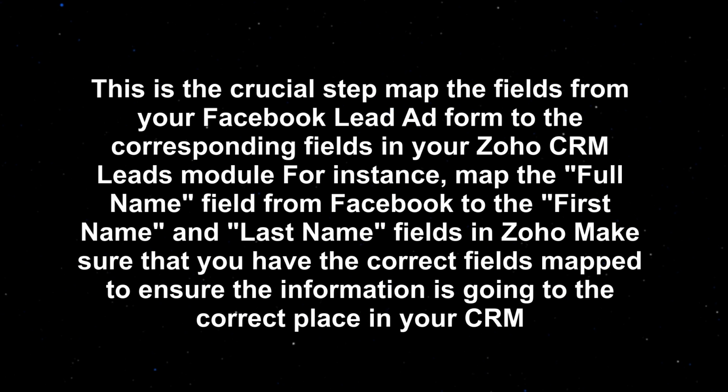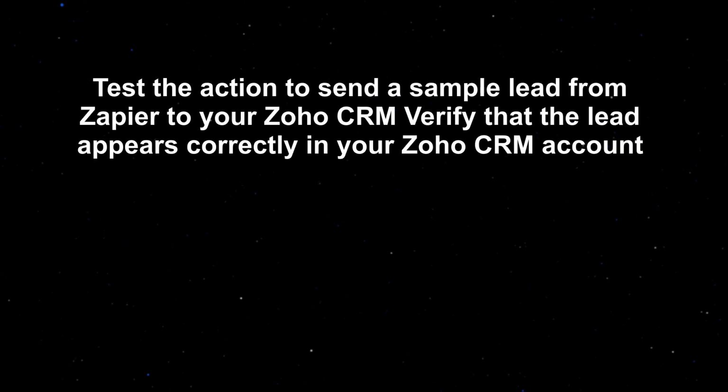This is the crucial step. Map the fields from your Facebook lead ad form to the corresponding fields in your Zoho CRM leads module. For instance, map the full name field from Facebook to the first name and last name fields in Zoho. Make sure that you have the correct fields mapped to ensure the information is going to the correct place in your CRM. Test the action to send a sample lead from Zapier to your Zoho CRM.